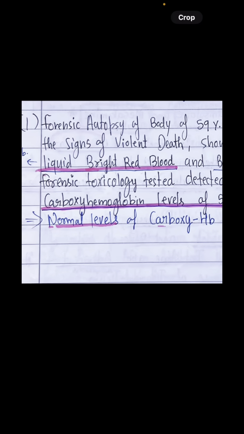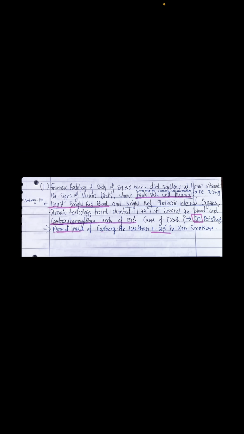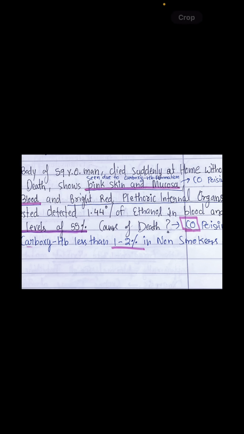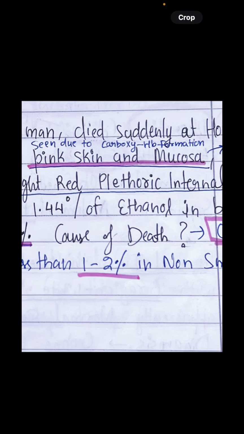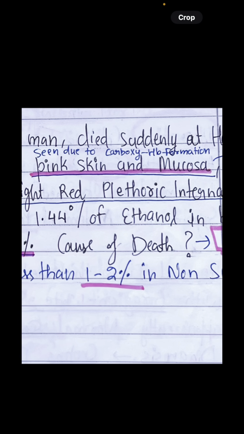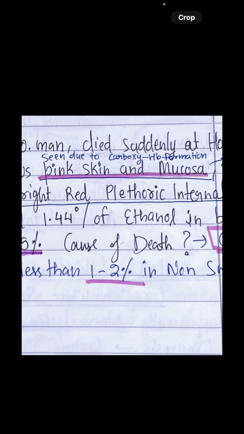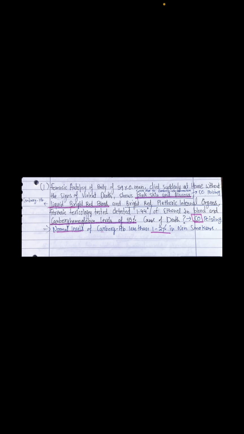Another question is there, forensic autopsy. They have mentioned in the question that the carboxyhemoglobin level is 55%. The cause of death should be what? The cause of death is carbon monoxide poisoning. I have highlighted the question with the pink color because one important finding of carbon monoxide poisoning is the pink skin and mucosa. I'll show you the photo as well. It is seen due to carboxyhemoglobin formation. So it is also a symptom of carbon monoxide poisoning.